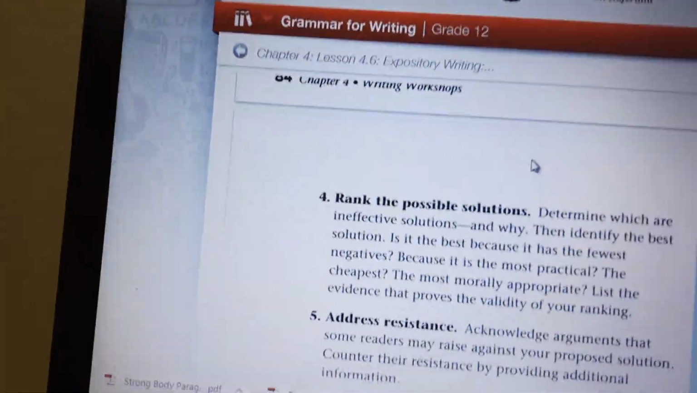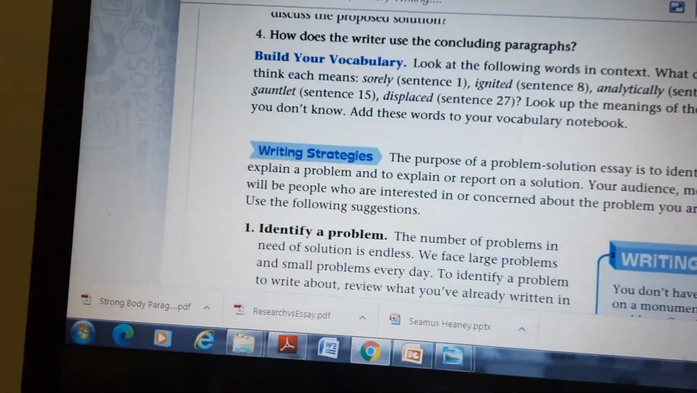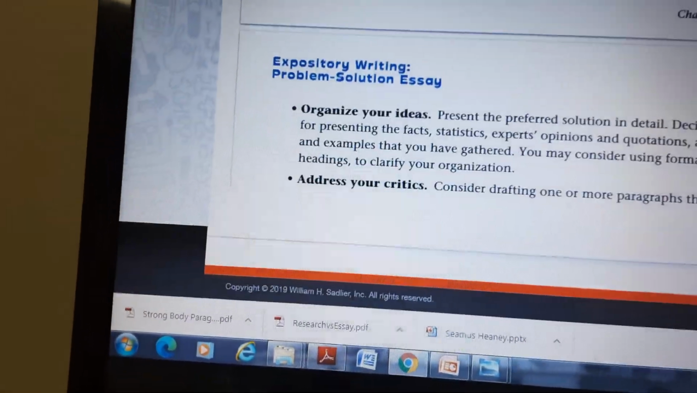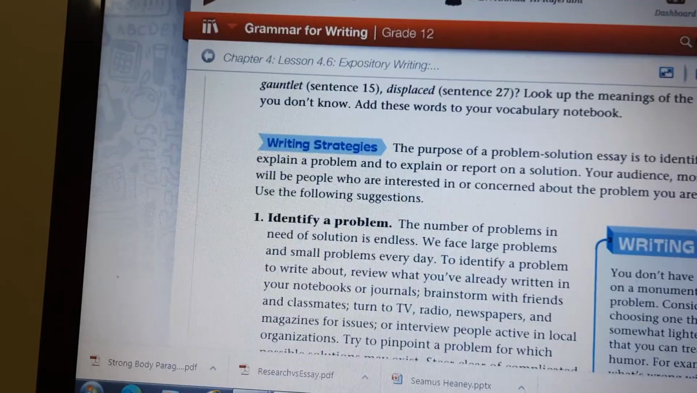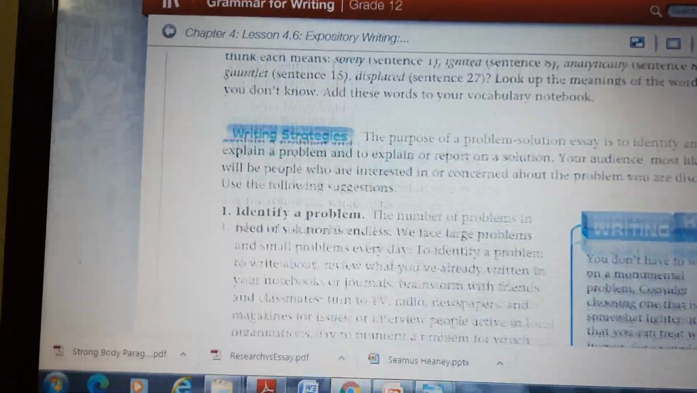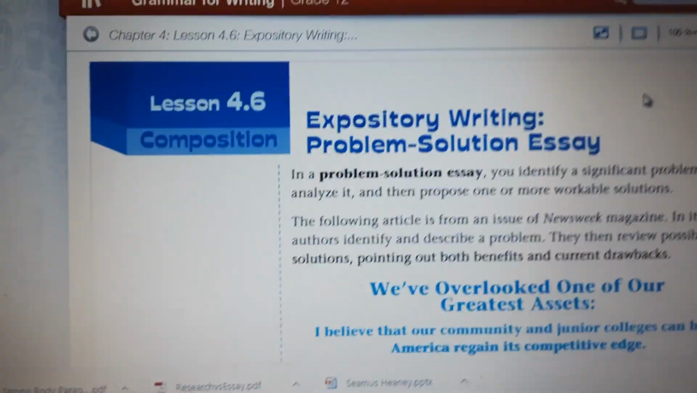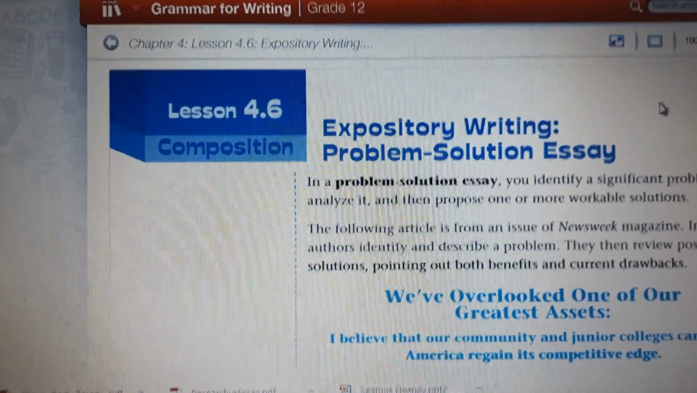Okay, I want you to choose a problem. I know we have written a body paragraph about this one, okay, but I want you to choose a problem, and please write about it, and send it to me. If you have any question, problem, concern, or whatever, feel free to ask me.